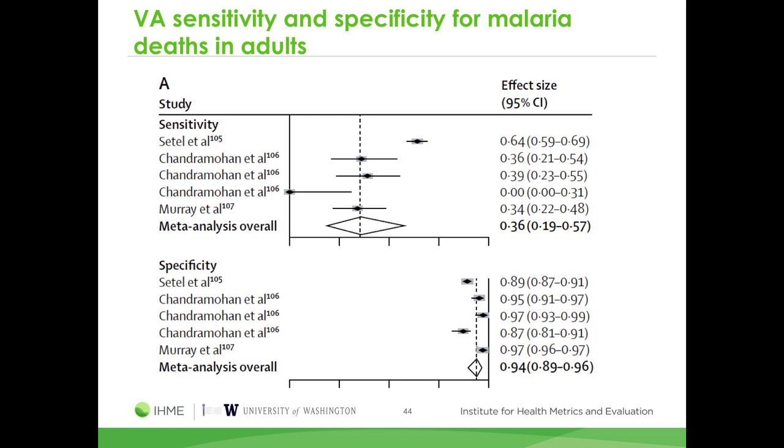But it was the reverse. For adults, sensitivity is lower than for children and specificity is higher than for children in the available published studies. Now, the available published studies are pretty weak, but this is it. This is what we know about the validity of verbal autopsy.